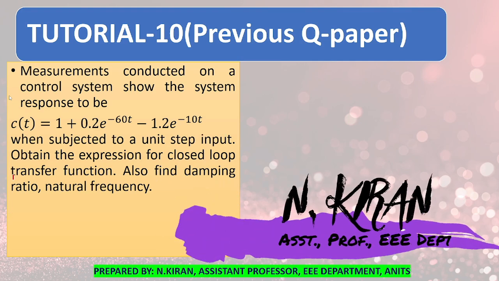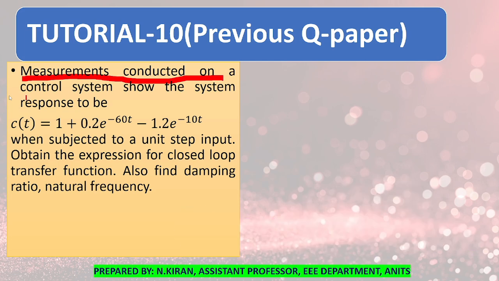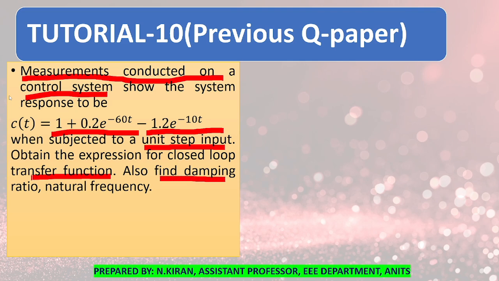The next tutorial: the measurements conducted on a control system show the output response of the system as 1 plus 0.2 e power minus 60t minus 1.2 e power minus 10t when it is subjected to unit step input. Obtain the expression for the closed loop transfer function. Also find the damping ratio and natural frequency.